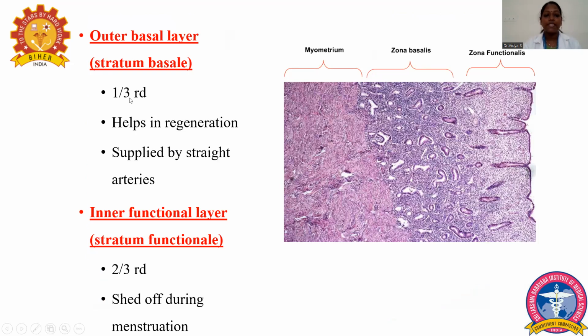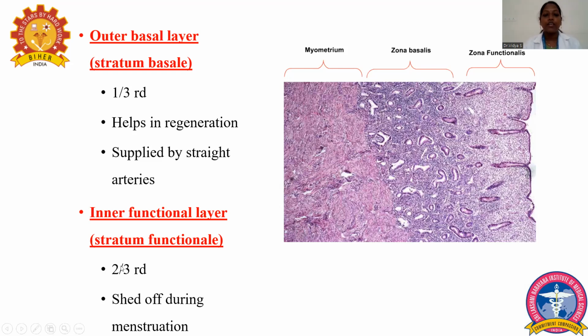So the stratum basal occupies one third of the endometrium layer, and it helps in regeneration. It's supplied by the straight arteries. In the histology of this endometrium layer, you can see there are two layers. One is the stratum basal layer, called zona basalis. Here you can see the stratum functionale, nothing but the zona functionalis. So the outer basal layer and the inner functional layer.